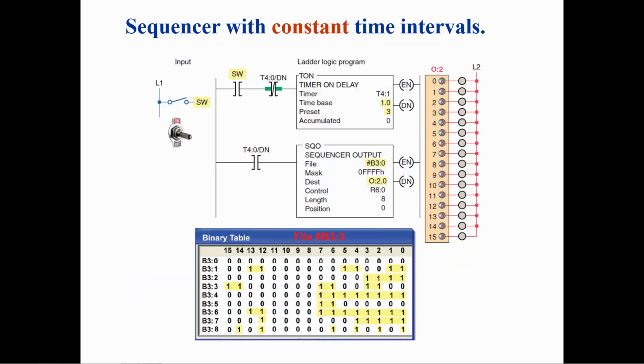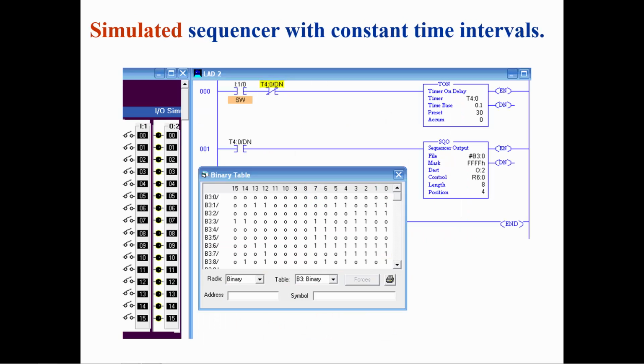This is an example of a time-driven sequencer with a constant 3-second time interval. When switch SW is closed, the timer will time for 3 seconds and reset to time again. The sequencer will output data from file B3:0 to the output O:2. The mask is FFFF, so all the bits will be transferred to the output. The binary table shows the data in file B3:0, which will be moved in sequence to the output O:2.